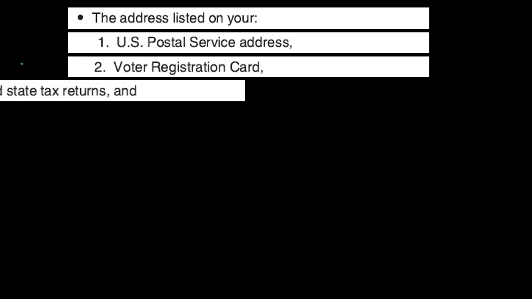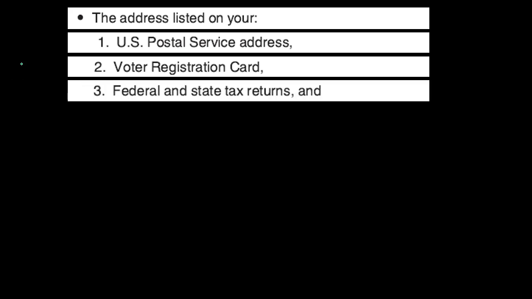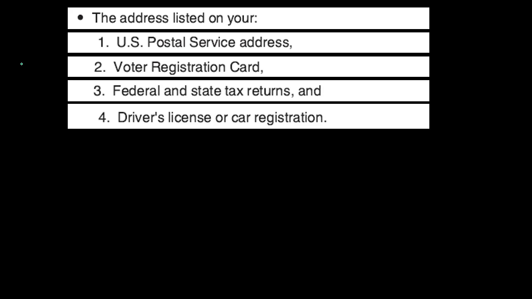Voter registration card. 3. Federal state tax returns. And 4. Driver's license or car registration. When thinking about these type of items, it's best to think of them as if we were to see an audit or to have an audit.